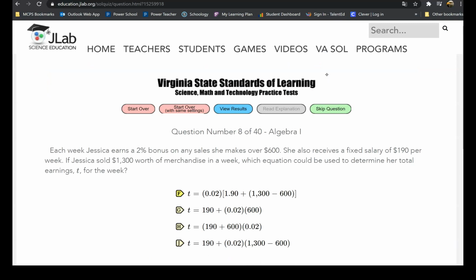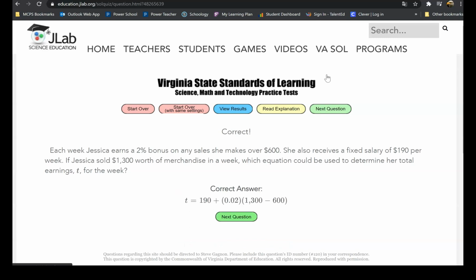We're not doing the 2% on everything, so it's not F. We're not doing 2% on just 600. It's anything over 600, so it's not G. They didn't say that it was 190 plus 600, so it's not H, so it's got to be J. Boom, correct.